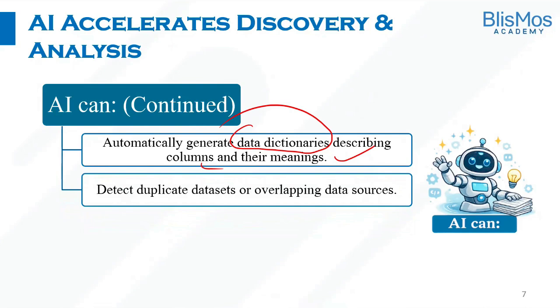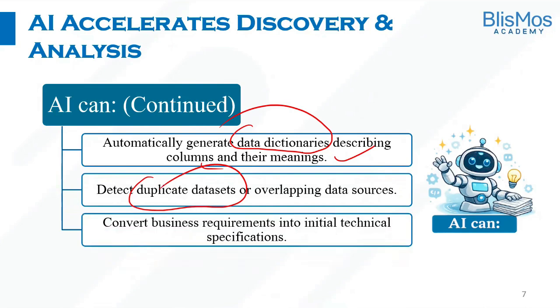When we are talking about data engineering, one of the important factors is redundancy, right? Through AI, we'll be able to detect the duplicate data sets or overlapping data sources. If you were to convert the business requirements into technical specifications so that developers can start developing, that would take more amount of time with manual effort. But with the help of AI, we'll be able to do that in a short amount of time.